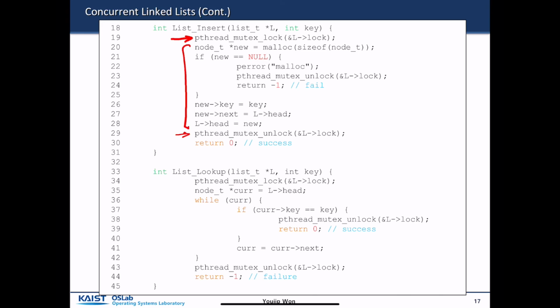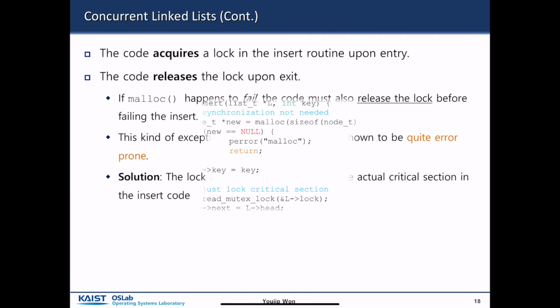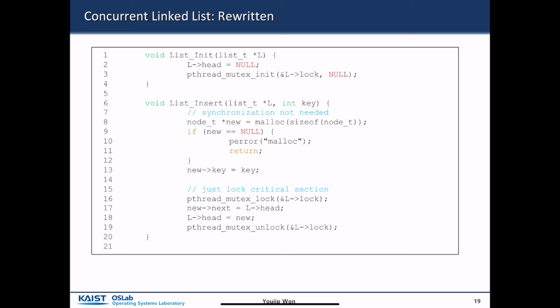However, if you look at the code in detail, the actual critical section, meaning the piece of code that accesses the shared data structure, is these two instructions, 1 and 2. So you do not have to protect all these instructions. Instead, you can move this lock instruction to here, like this. Okay.